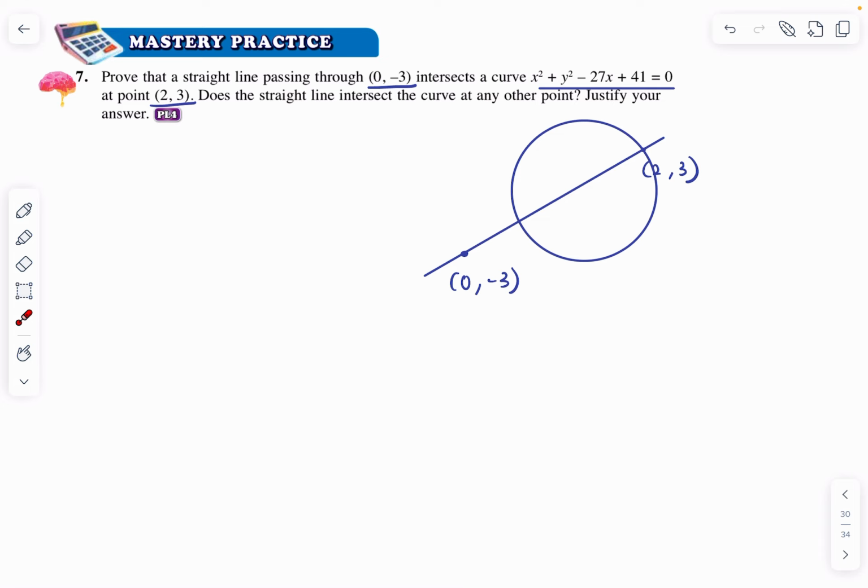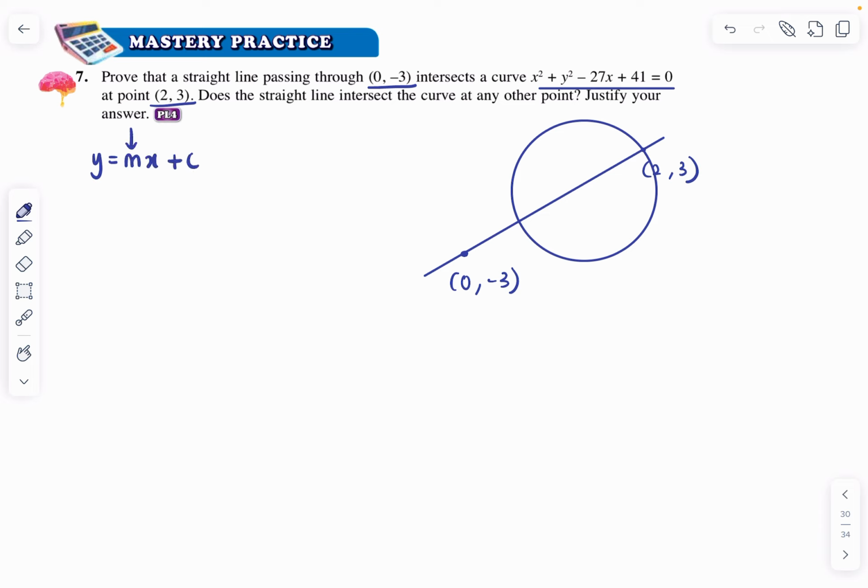So to solve this, we need to do simultaneous equation. So we need to find the equation of the straight line because it's not given. And then we have to solve it simultaneously with the equation of the curve. Okay. So first let's find the equation of the straight line. Straight line is y = mx + c.